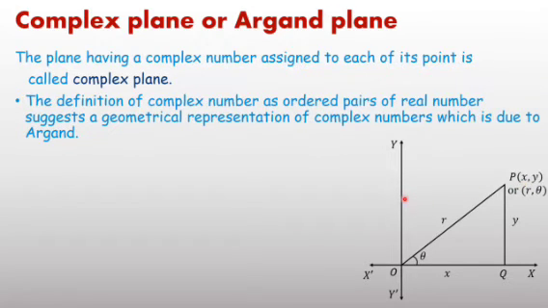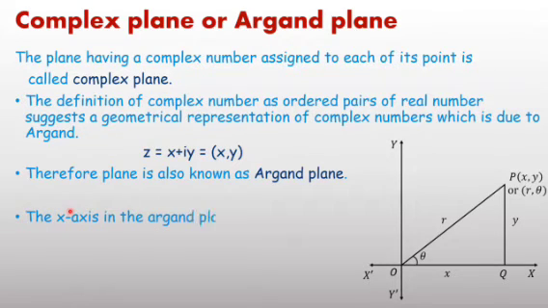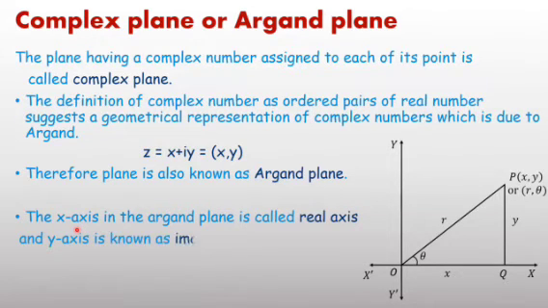The concept of the complex plane was first given by the mathematician Argand, therefore it is also known as the Argand plane. Therefore, this plane is known as the Argand plane. And the x-axis, as we have already covered, is the real axis, and the y-axis means the imaginary axis.